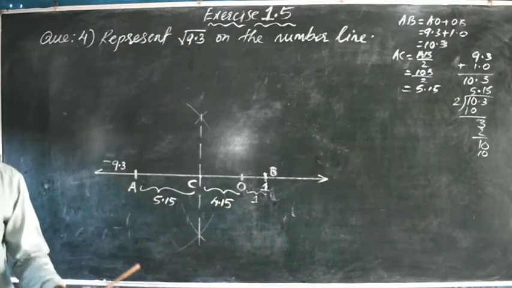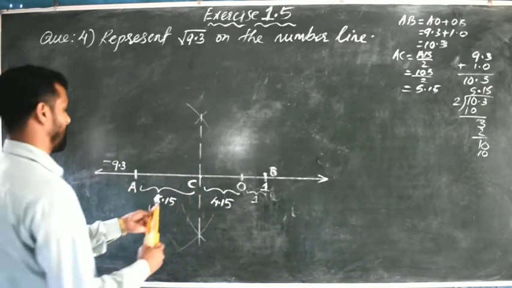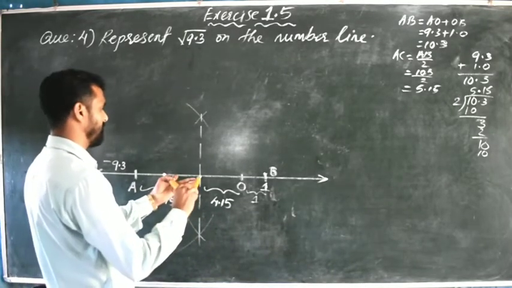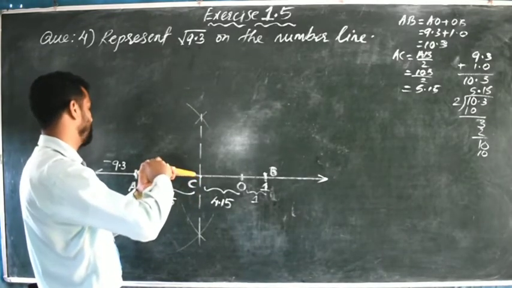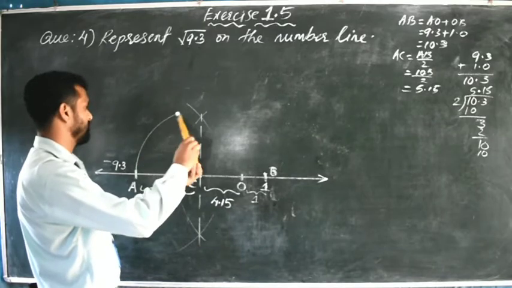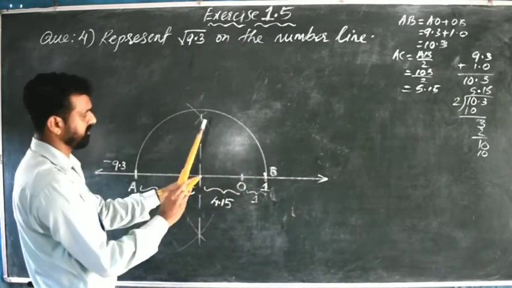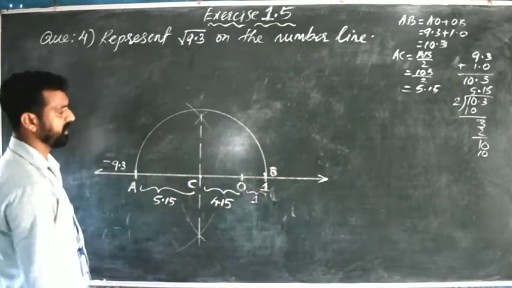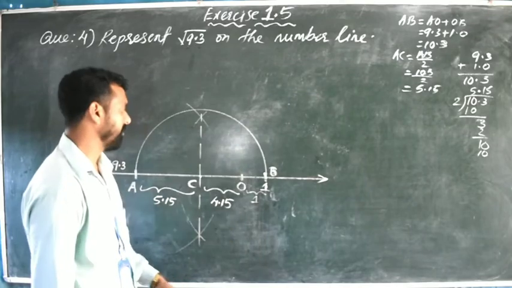Now with C as center and CA as radius, we have to draw a semicircle. We will draw a semicircle. It will pass exactly through the point B, because this one is the perpendicular bisector of AB. Now we have to draw a perpendicular through the point O.